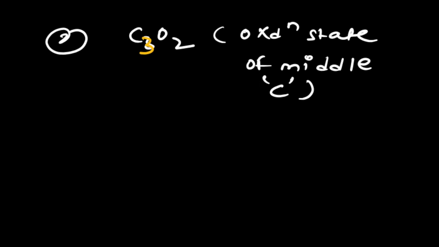So first of all, we know carbon will form 4 bonds, right? When the carbon is forming 4 bonds, here how many carbons are we having?